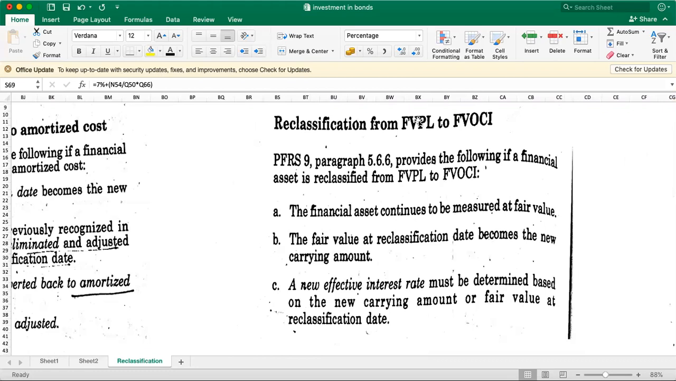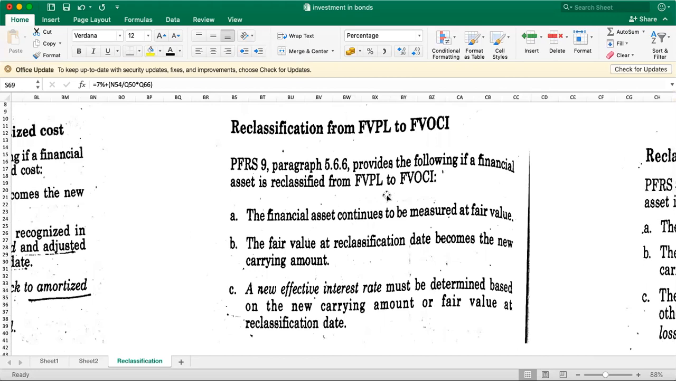Okay, what we have here is that the financial asset continues to be measured at fair value because, right, the subsequent measurement for these two classifications is at fair value. So, okay lang. The fair value at reclassification date becomes the new carrying amount, right? So, medyo complicated din to. Why? Because FVPL has no amortization, not subject to amortization. But under OCI, although the subsequent measurement is at fair value, we still need to amortize the premium and discount. We need to prepare an amortization table. So the fair value at reclassification date becomes the new carrying amount. This is now the starting point of your amortization table.